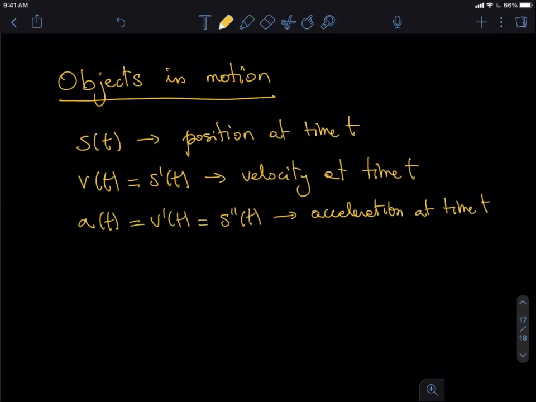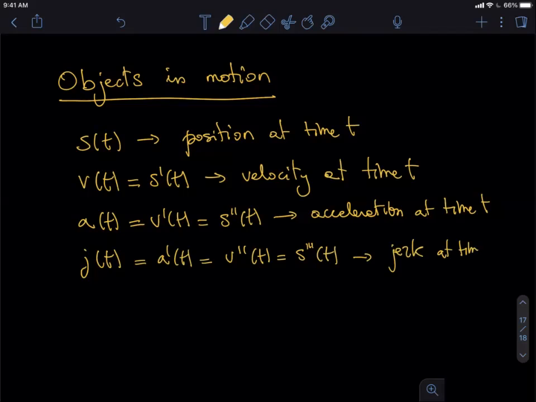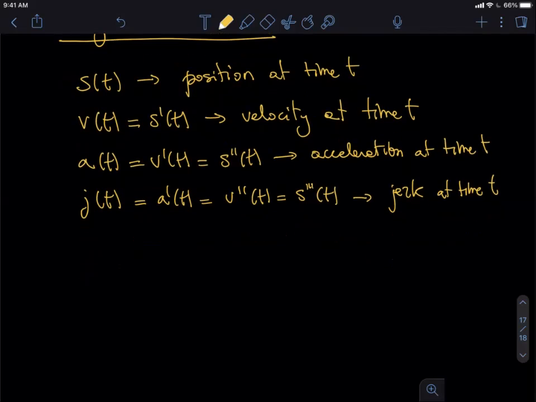at time t. And finally, if you were ever wondering if you can take one more derivative, yes, you can. A prime of t, v second of t, or the third derivative of the position. This is called the jerk at time t. It's not very common, but it measures the change in acceleration. So if there is a sudden change in acceleration, there is going to be literally a jerk. For example, when a rocket starts.